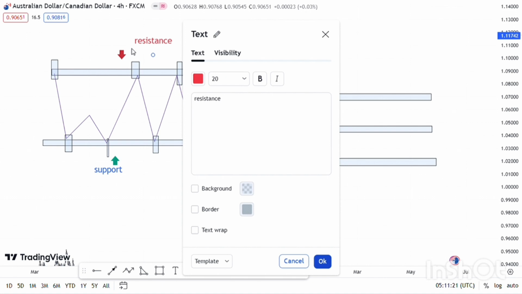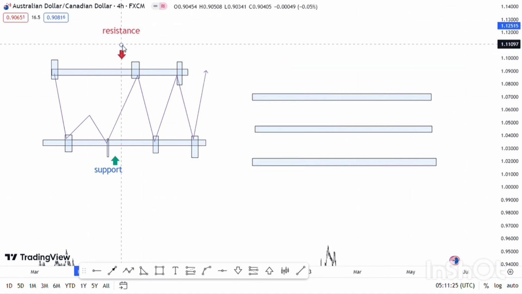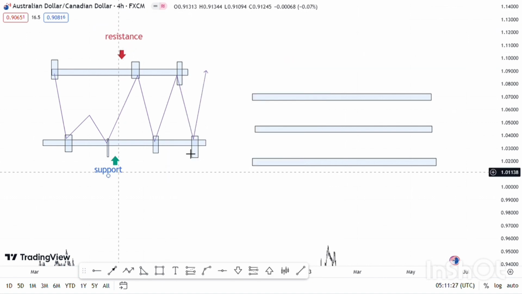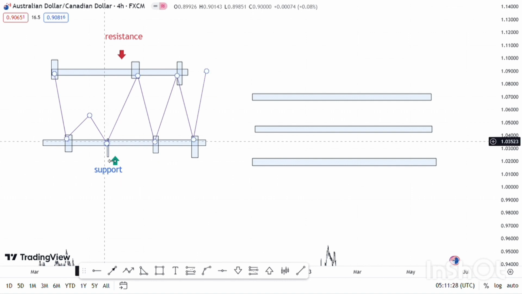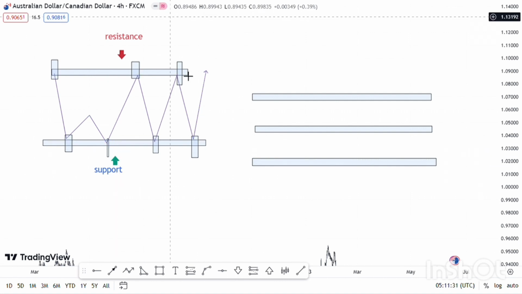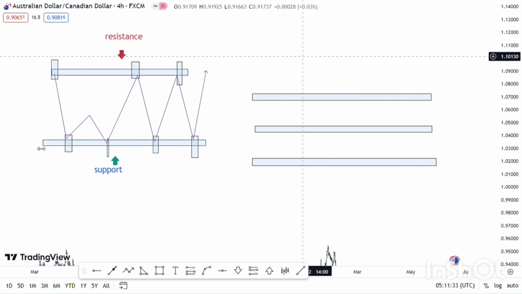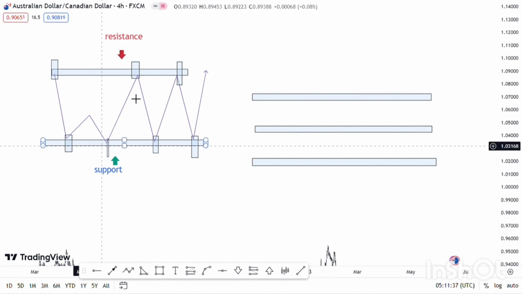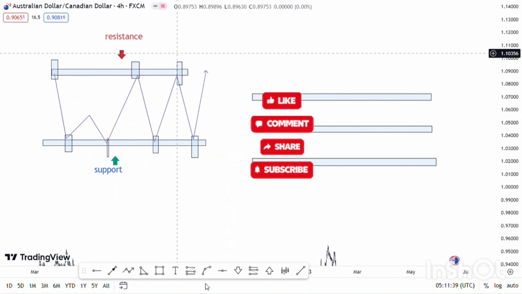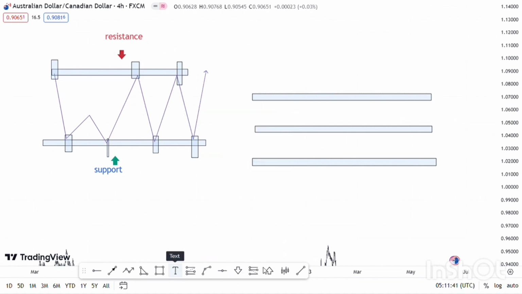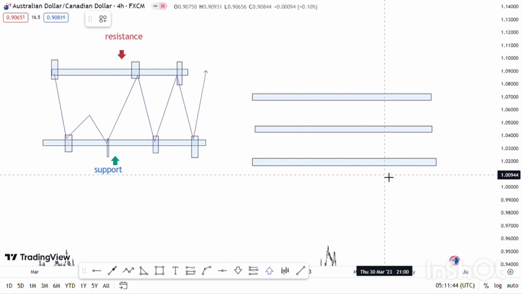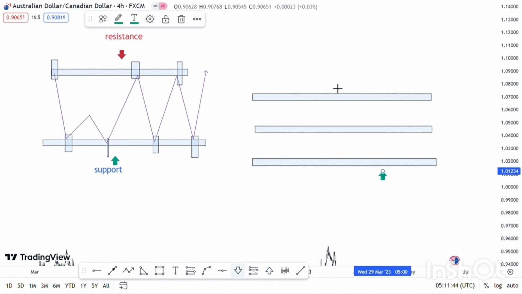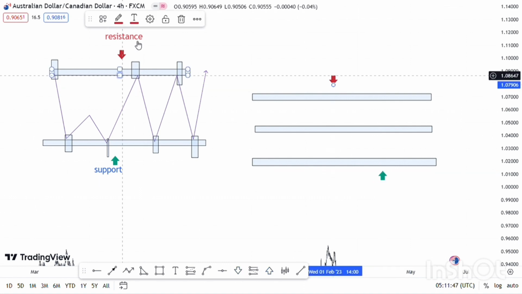So you see, we have a support and a resistance. A support is below, and resistance is above, like a floor and a ceiling. You see, this is our floor and this is our ceiling. This is our support and resistance. Again, now I'm not going to write it anymore. Here we have our support, and then we have our resistance.